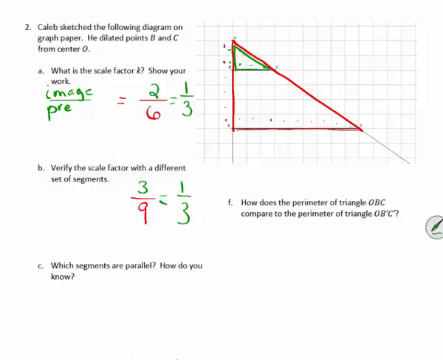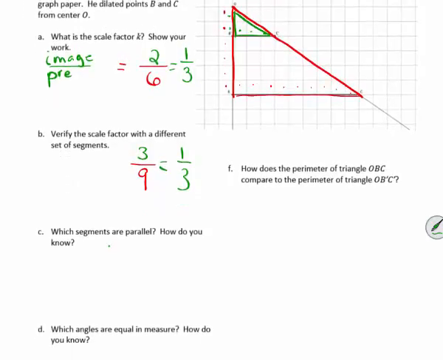Which segments are parallel? B prime C prime and BC. How do you know? Because they're straight across and they're the same distance.